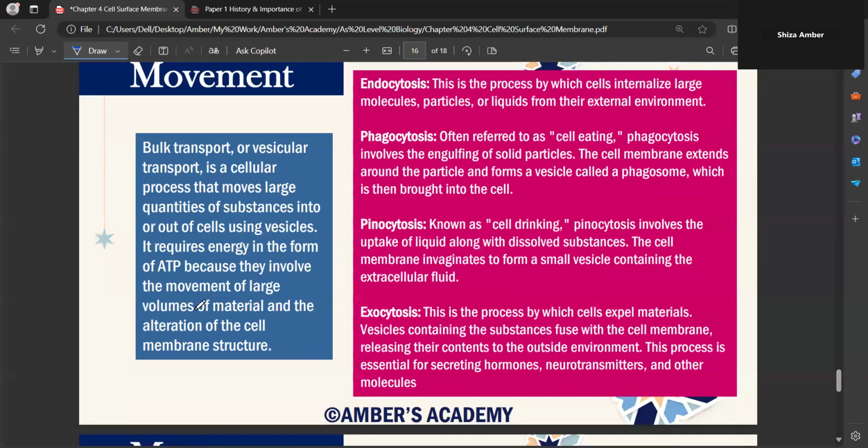Then we have bulk transport. So this is a whole new movement process for you.